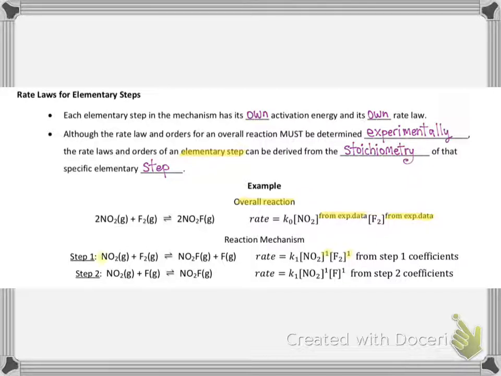So notice NO2 and F2 both had a coefficient of 1, it's implied, so that means they were both first order with respect to both nitrogen dioxide and fluorine gas in the rate law for step 1. And then it turns out in the second step, well, they were actually also both stoichiometric coefficients of 1. So in this case, the rate law for the second step, again, is showing first order for both of the reactants. But you're actually getting these numbers from the coefficients. But this only works for elementary steps. Do not try it for the overall reaction.